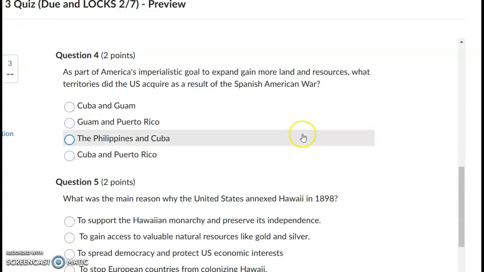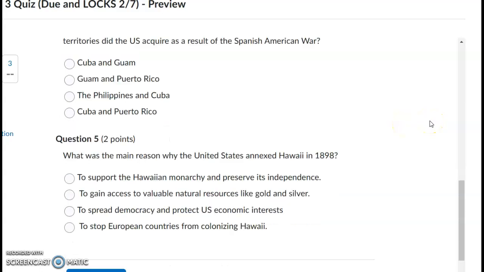Question number 5. What was the main reason why the United States annexed Hawaii in 1898? To support the Hawaiian monarchy and preserve its independence, to gain access to valuable natural resources like gold and silver, to spread democracy and protect U.S. economic interests, to stop European countries from colonizing Hawaii.